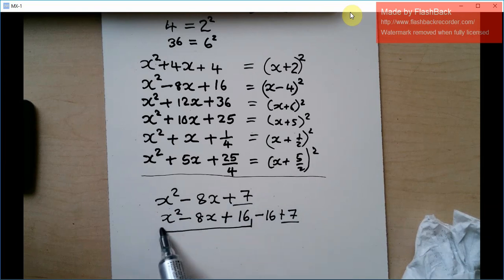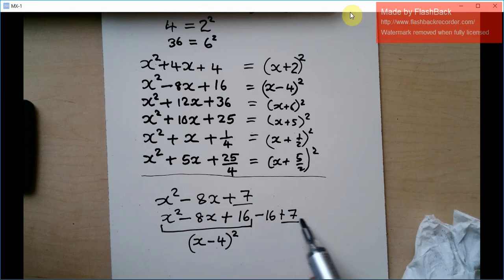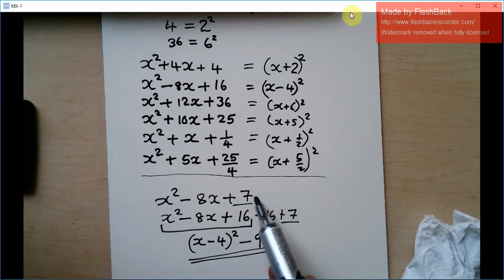Now, this part here is x minus 4 squared. And then minus 16 plus 7 is minus 9. So I have completed the square. You can multiply out this and check that it takes you back to the original expression.